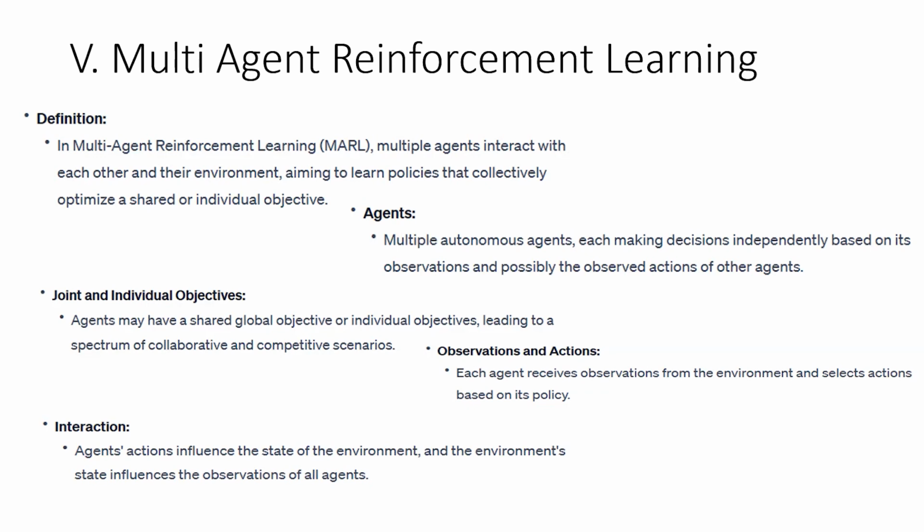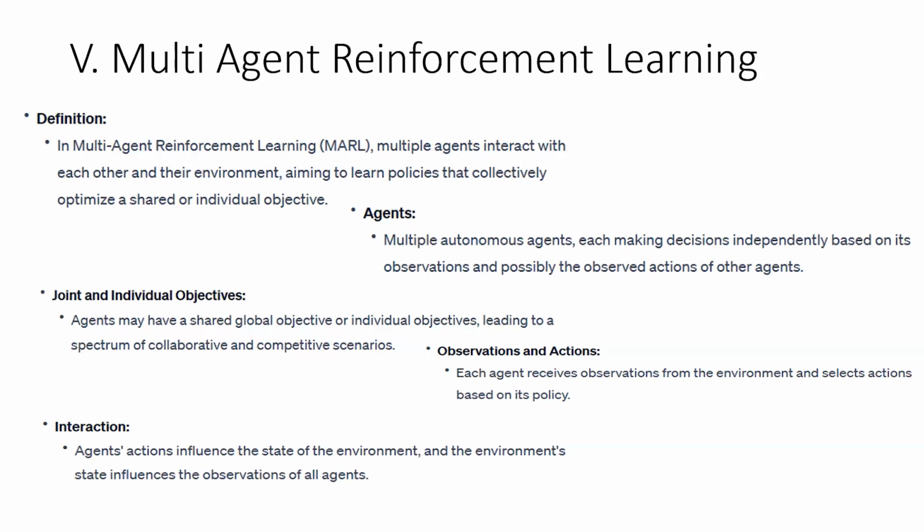So for the agents, you have multiple autonomous agents, each making decisions dependently based on the observation, the policy, and the observed actions of other agents. So these are the possibilities: you can have interactive agents or you can have opponent agents. In most cases, the games that you play online, especially the most recent ones, have implemented multi-agent reinforcement learning. So you have joint and individual objectives. The agents may have shared goals or individual objectives, leading to a spectrum of collaborative and competitive scenarios.